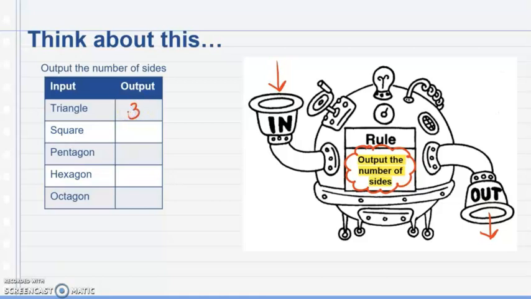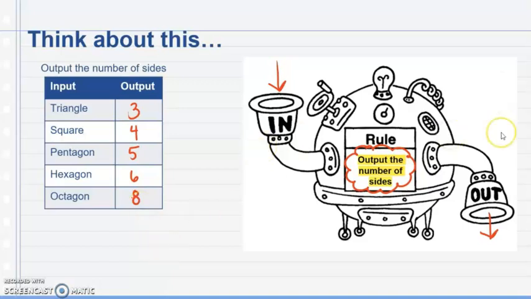We all know that. How many sides does a square have? 4. How many sides does a pentagon have? 5. A hexagon has 6. This one, don't fall into the trap. An octagon is a stop sign, so that one actually has 8. Seems pretty easy, right? This is a function machine.